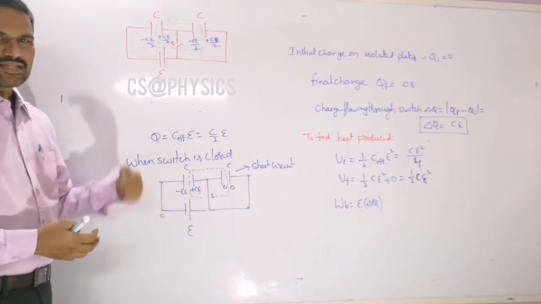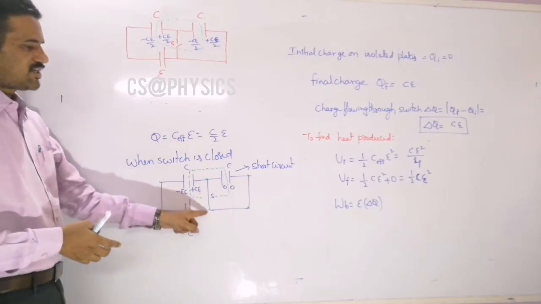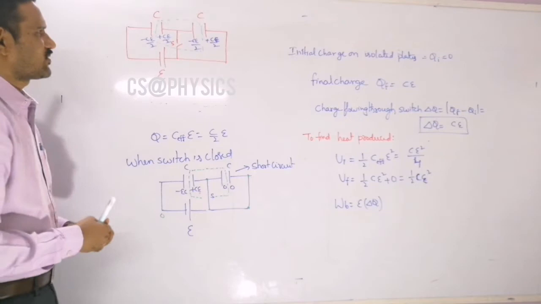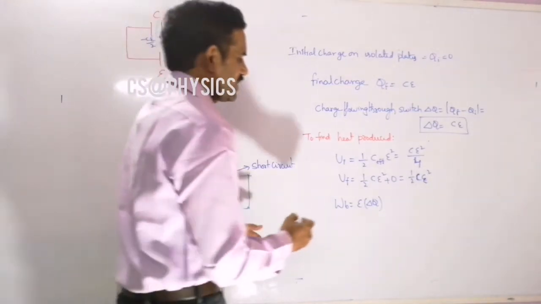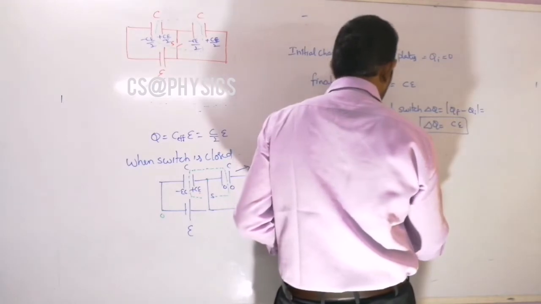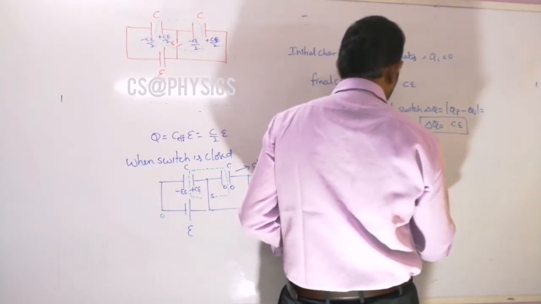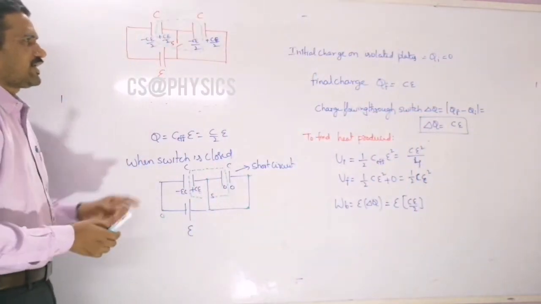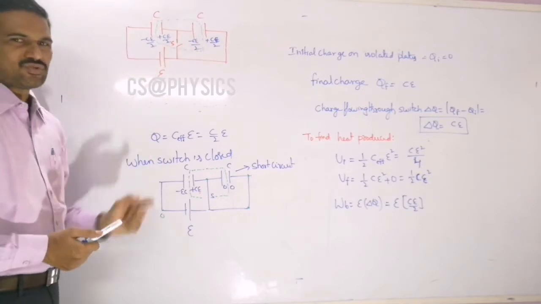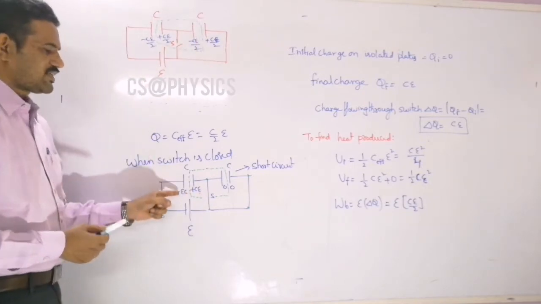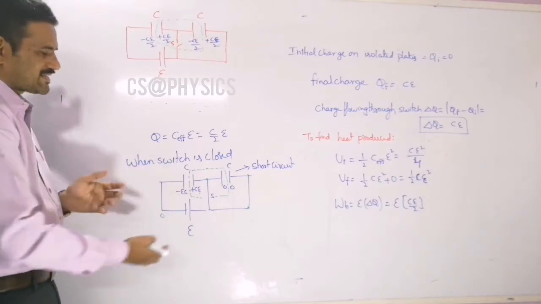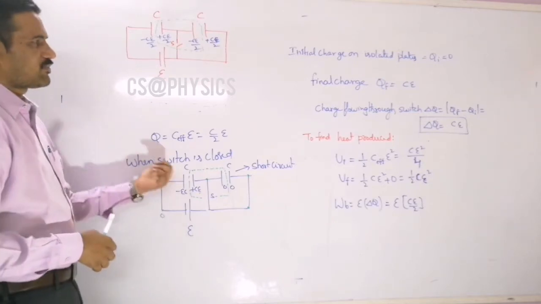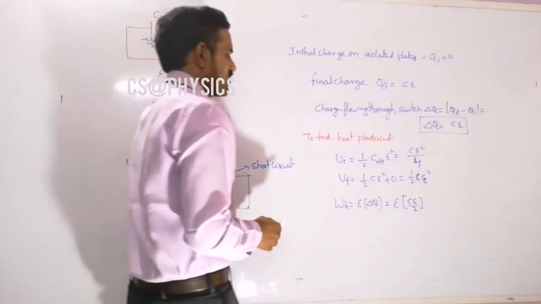The additional charge supplied by this battery is nothing but the charge flowing through this switch, which is the charge flowing through the cell. So I can write this value as E into CE by 2. Is it clear why CE by 2? Initially it is transferring a charge of CE by 2, and finally the charge on this capacitor is CE. So the additional charge, only CE by 2, is transferred by this cell. That is the additional charge transferred by this cell.